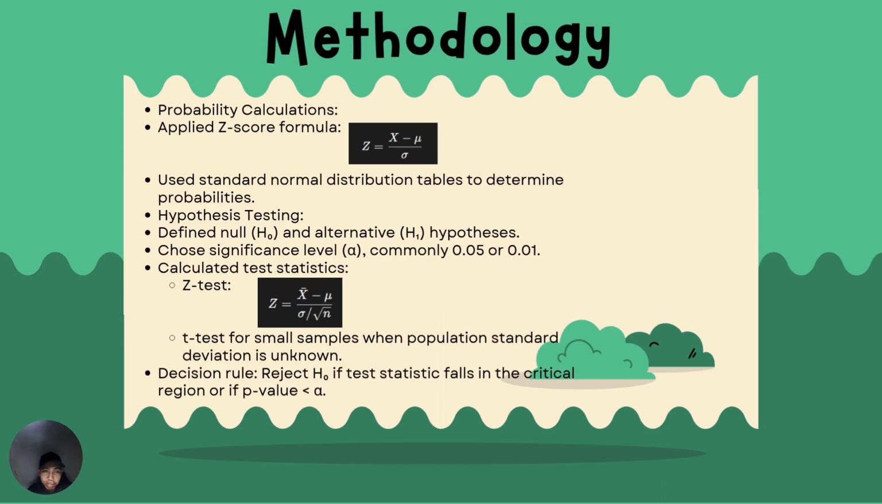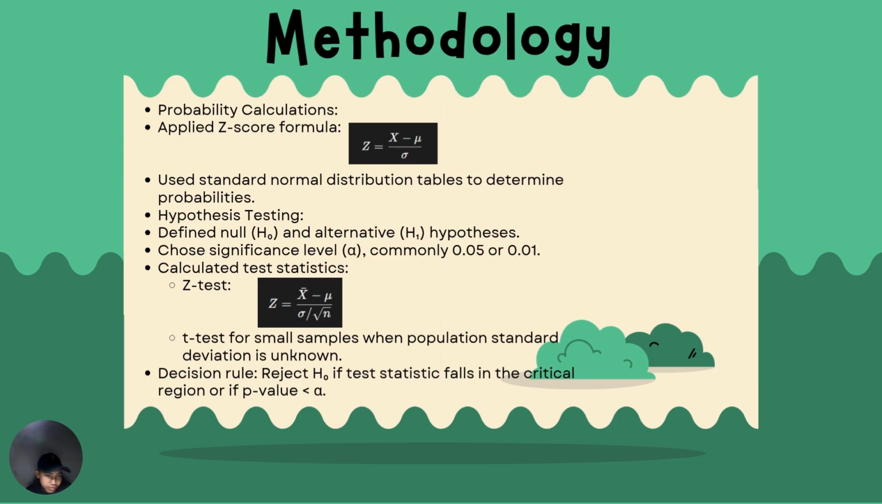Next, we are going to the methodology. Firstly, probability calculation. Apply the z-score formula: Z equals x minus mu divided by sigma. Second, use standard normal distribution tables to determine probabilities. Third, hypothesis testing. Define H naught and H1 hypotheses. Fourth, choose the significance level alpha, commonly 0.05 or 0.01.